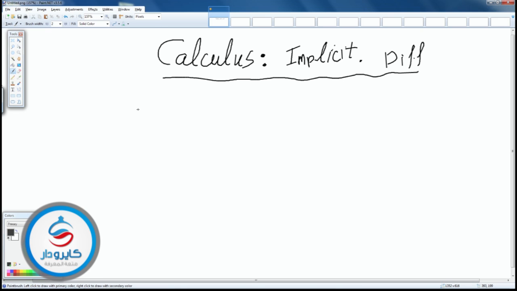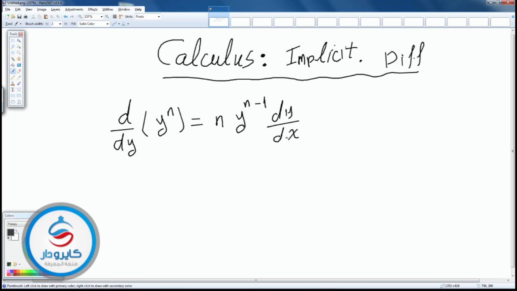Directly, we can go away from the theoretical part and try to know how to find the implicit derivative for a function. If we have d over dx of y power of n, what did we do? We write n y power n minus 1 dy over dx, or we can write it as n y power n minus 1 dy over dx.